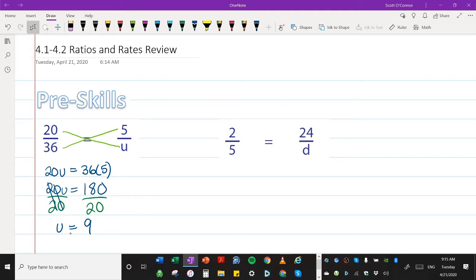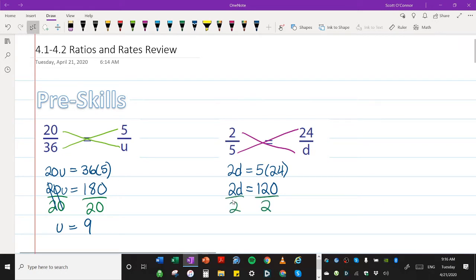Alright, same process over here. Draw the x. This means that I'm going to multiply 2 times d, and I'm going to multiply 5 times 24. I get 2d. I simplify the right-hand side: 5 times 24 gives me 120. I'm trying to get d by itself. Multiplying by 2 is in the way, so I'm going to divide both sides by 2. And d is going to be equal to 60.